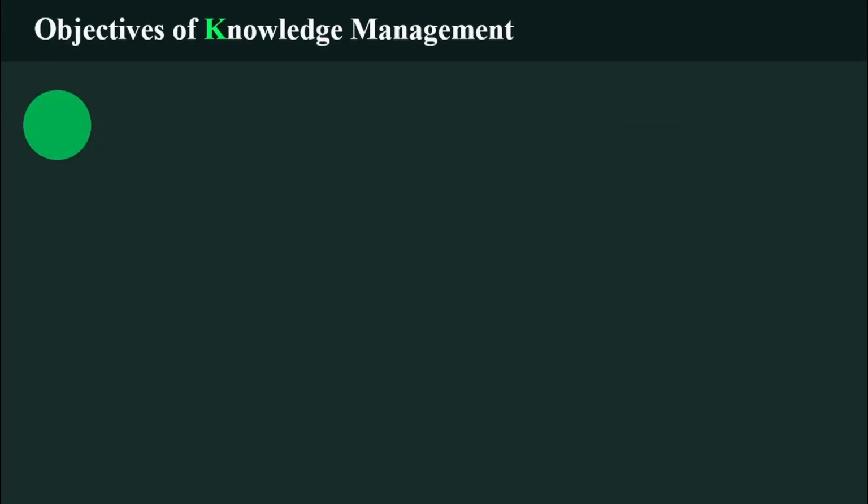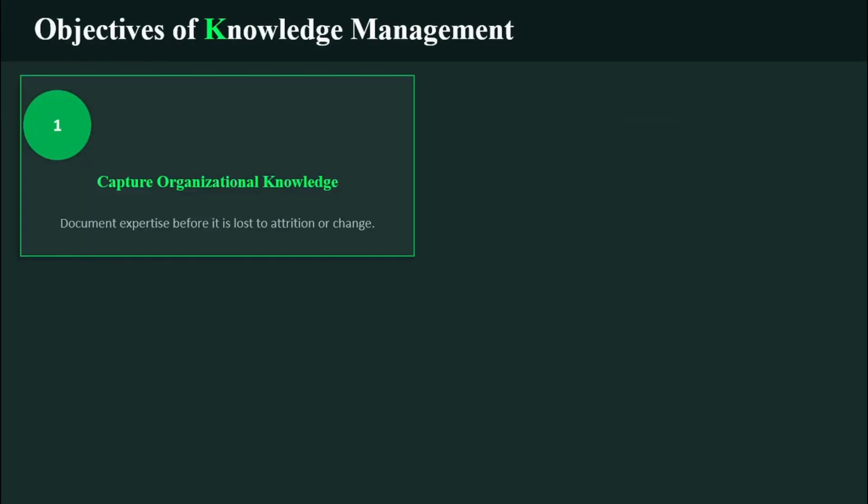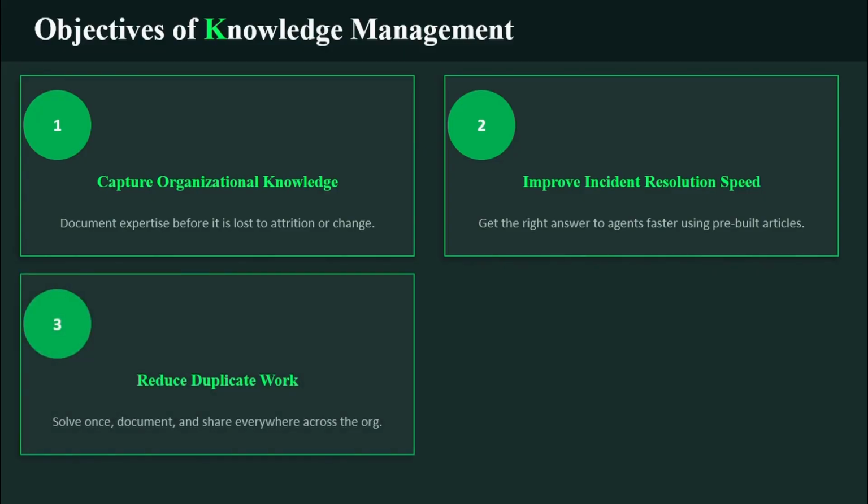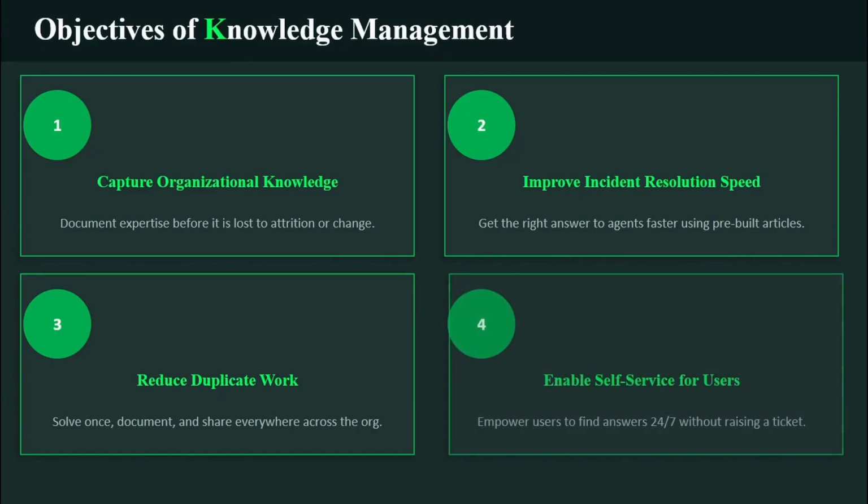Moving on to objectives of knowledge management. The first objective is to capture all organizational knowledge. Ensure that expertise is documented before it's lost due to employee attrition or changes. Second, improve incident resolution speed by providing ready-made solutions. Third, reduce duplicate work by solving issues once and reusing the solution. And finally, enable users to access solutions anytime through self-service portals.